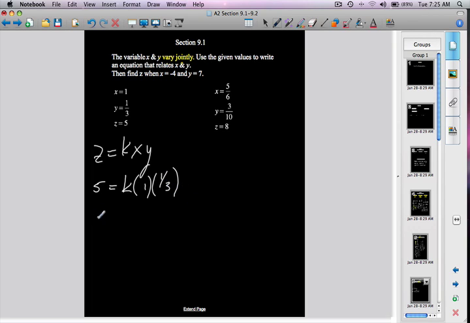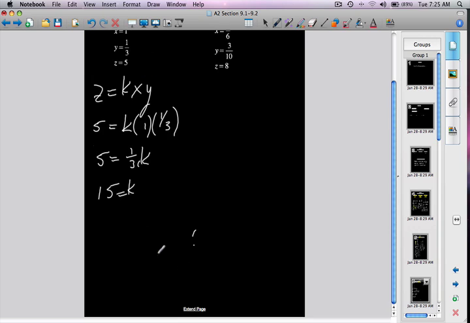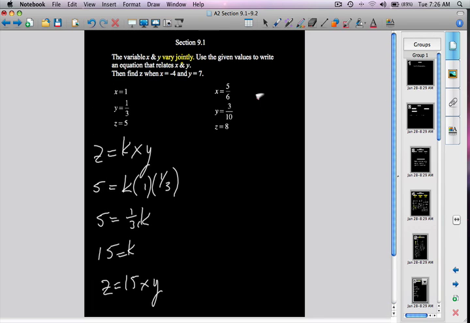So 5 would be equal to 1/3 k, and to find k now I need to multiply both sides of this equation by 3. So 15 is equal to k. Now I'm ready to write the model. So z is equal to 15 times x and y. So there I've written the model. And now what I want to do is solve for z when x is negative 4 and y is 7.